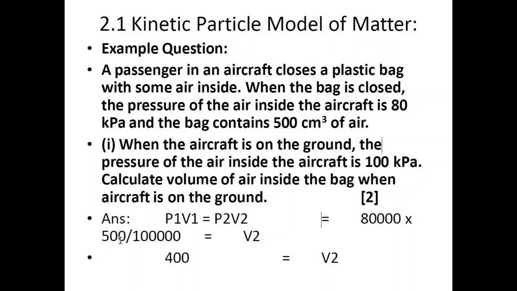So we'll simply rearrange it. 80,000 multiplied by 500 divided by this P2, that is 100,000, and this gives us 400 centimeter cube. 400 centimeter cube would be the volume on Earth. When the pressure is increased, the volume decreases.